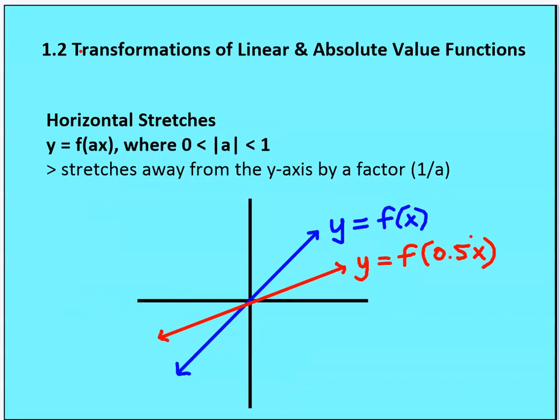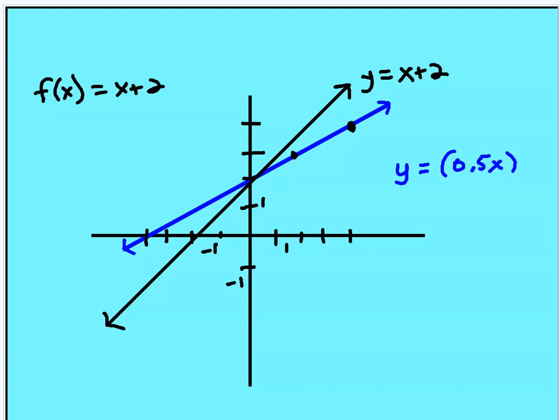I have f of a times x where a is between 0 and 1. All right, so now I am stretching away from the y-axis by 1 over a, which in this case is going to be 2. And so here's an example with y is equal to x plus 2. 1/2 of x, where I'm stretching away, becomes 1/2 x plus 2. So y is equal to 1/2 x plus 2 ends up being my equation here. So that slope becomes 1/2. My y-intercept is going to stay the same here because I'm not taking half of this plus 2 value. All right, so let's move on.